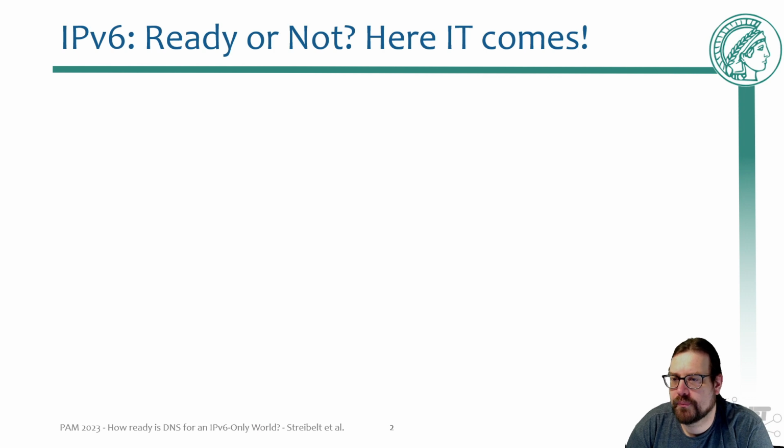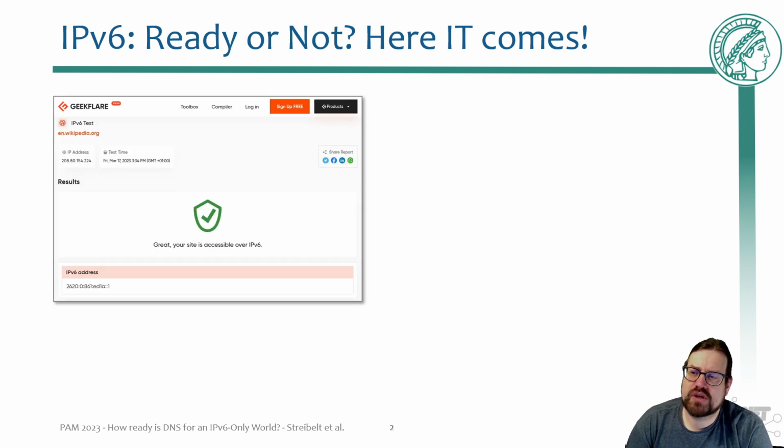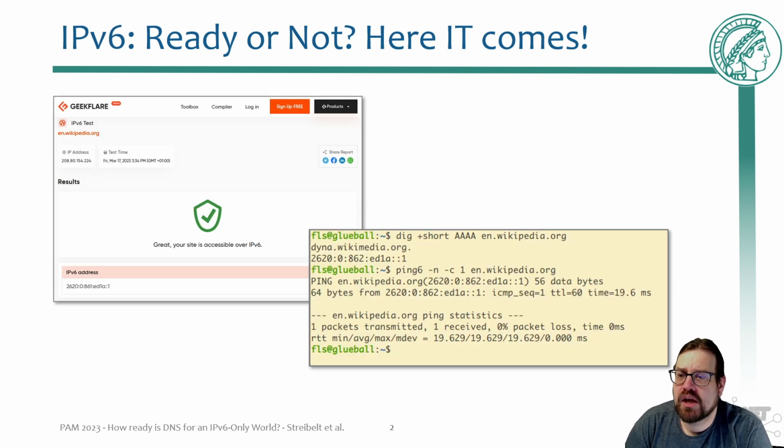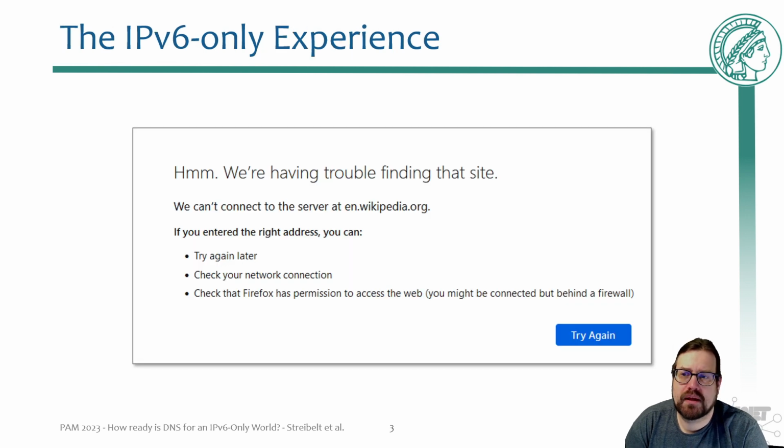What's this all about? If you use a tool to check if a website is IPv6 enabled, confirm that the hostname resolves to an IPv6 address and you can ping the server, you would expect the website to work when using IPv6 only, right? However, when pointing your browser to that URL, this is what can actually happen. Your browser tells you it cannot find the website.